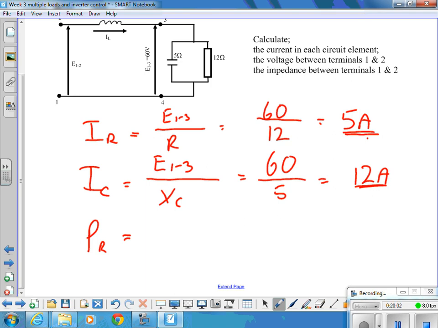I squared R, V times I, or V squared over R. Yeah. So in this case, we've got the voltage, we calculated the current, we got the resistance. We could use any one of them. So let's use E13 times I R. So that's 60 volts times the 5 amps.